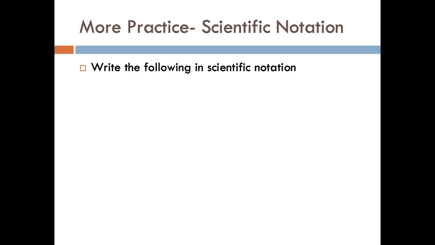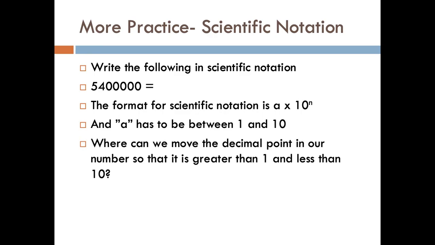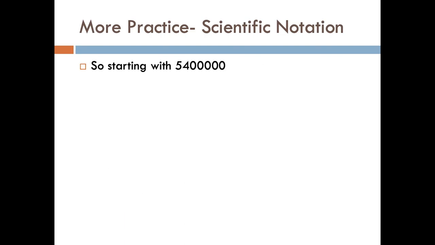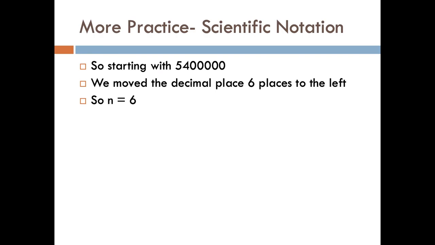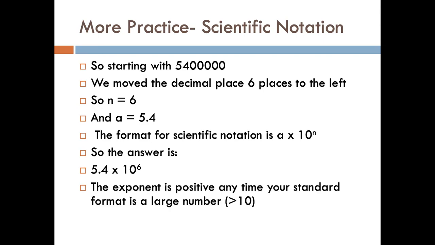Okay, and sometimes you're going from scientific to standard, sometimes you're going from standard to scientific. Write the following in scientific notation. That's 5,400,000. To get our a to be between 1 and 10, we have to move the decimal point where? Between the 5 and the 4. So we've got 5.4, moving that decimal point 6 places to the left. So n equals 6. 5.4 times 10 to the 6th is the same number as 5,400,000. If your exponent is positive, then your standard format is a large number, greater than 10.